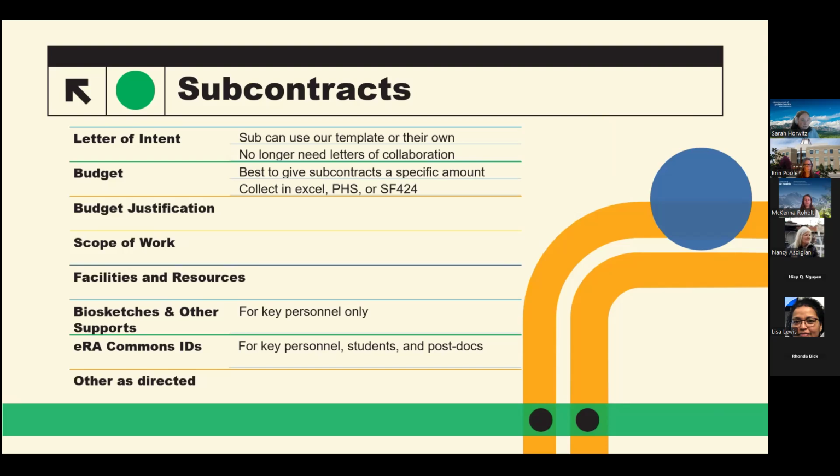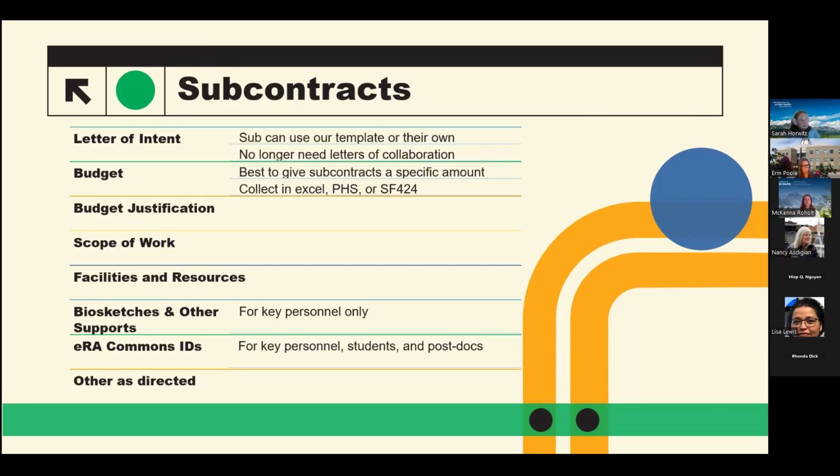Facilities and resources I've talked about, but we would collect the document from our subcontractors and then incorporate it into the full document, so we just submit one per proposal. And then bio sketches are for key personnel only. So we do need to collect those for all of our subcontractors.